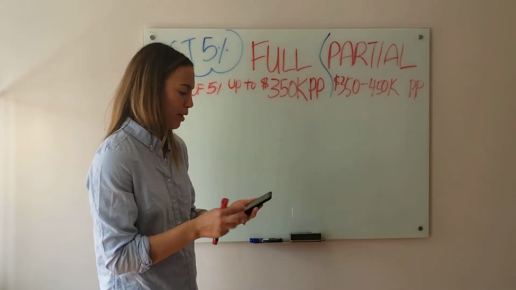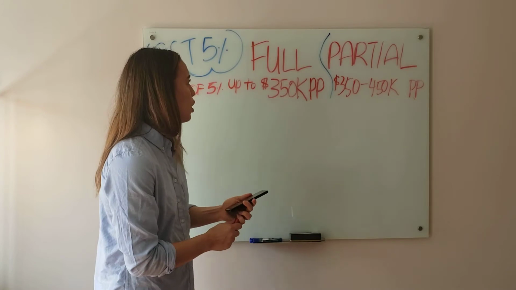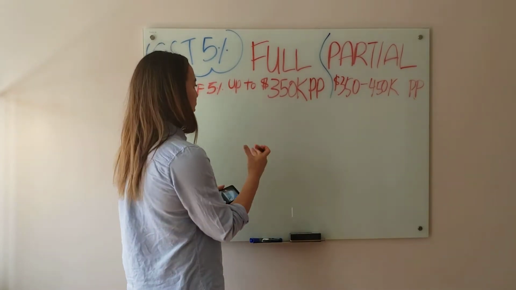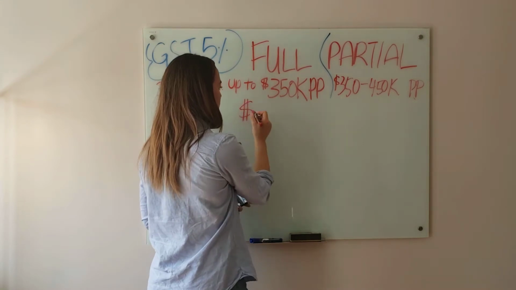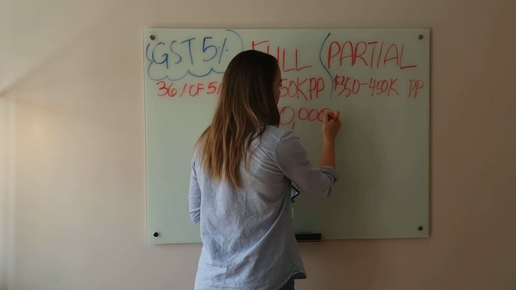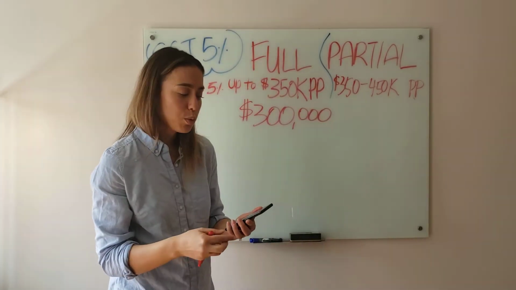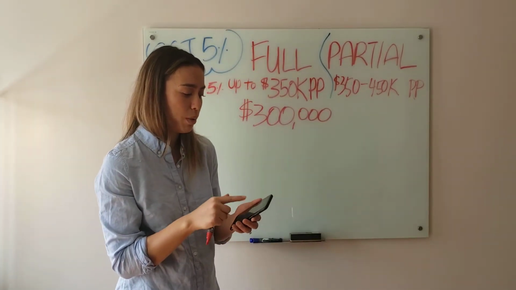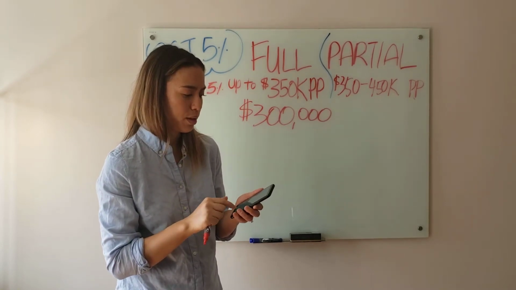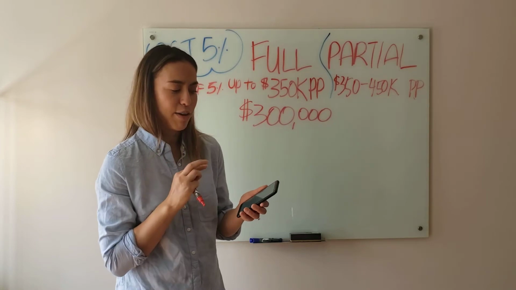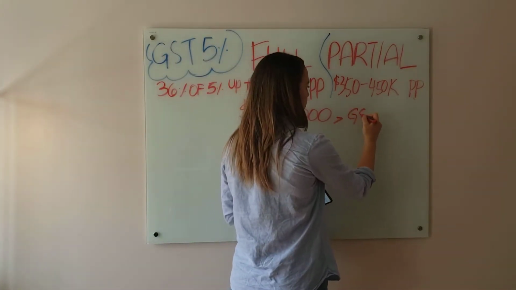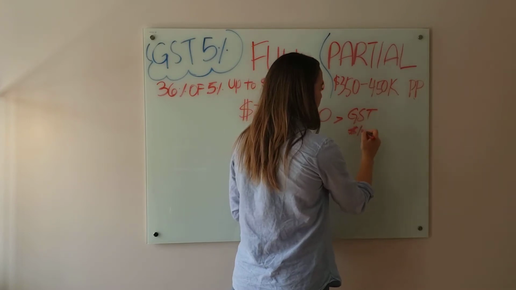So I have my phone here that I'm going to be using as a calculator. Let's take the example of a purchase price of $300,000. First, we need to calculate how much the full GST amount is. So $300,000 times 5% is $15,000. So your GST is $15,000.